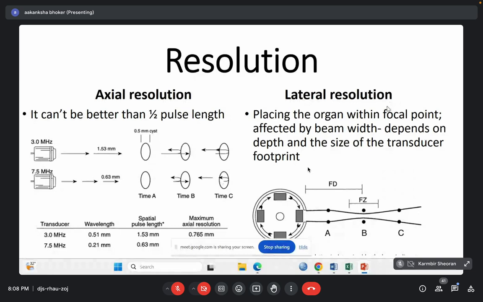Next is the lateral resolution. Lateral resolution means suppose there are two structures which are lying side by side to the ultrasound signal, and they should be identified as separate. So for this, we should always place the region of interest into the focal zone, because at the focal zone the beam is at narrowest. ठीक है, क्या होता है, transducer ने signal किया up to certain length, it will maintain the width of the beam. Then at focal point it will be narrowest, and after focal point the beam will start to diverge.